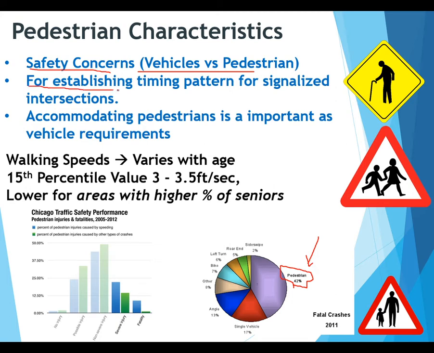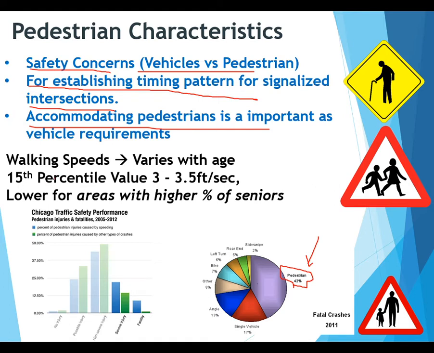So here we establish the timing pattern for signalized intersections. When we design intersections, we always have some kind of phase for pedestrians to cross the road, and we want to figure out their speed. We also want to accommodate pedestrians as well as possible, because here we're losing lives.